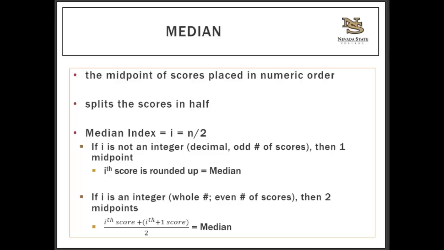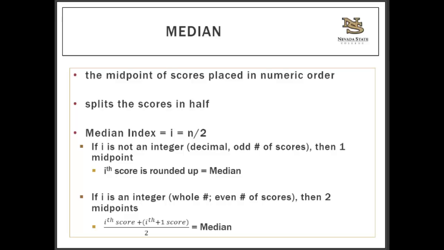So to find the median index, which is symbolized as i, you just take your sample or population size, I'm just going to stick with sample size notation here, and you divide it by 2. If you end up with a value for i that's not an integer, not a whole number, which happens when you have an odd number of scores, then you only have one midpoint, and you round i up, and that tells you the location of the median. And I'll show you examples for this.